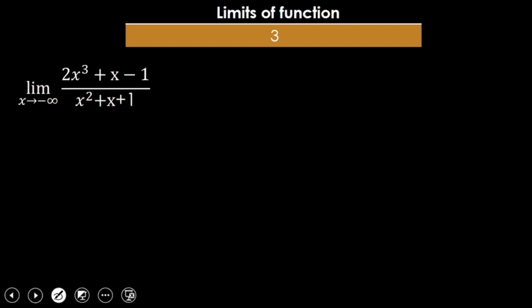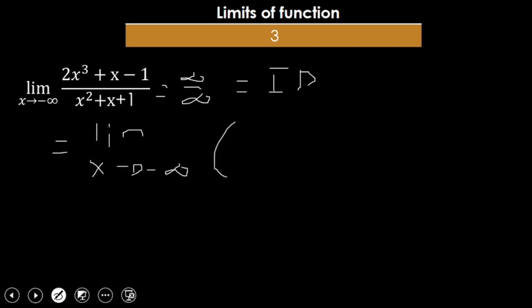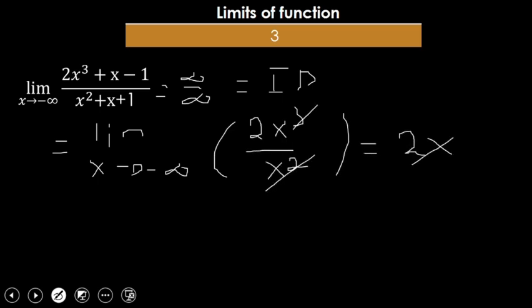Moving to the next question, you first have to substitute the value. We find that we have infinity over infinity, and this is undefined. Okay, we move down. The limit as x tends to minus infinity of 2x cube plus x minus 1 all over x square plus x plus 1. We just have to take the preponderant term as earlier, that is the limit as x tends to minus infinity of 2x cube all over x square. This and this will cancel. We are going to have 2x, and since it's minus infinity, the answer will be minus infinity.